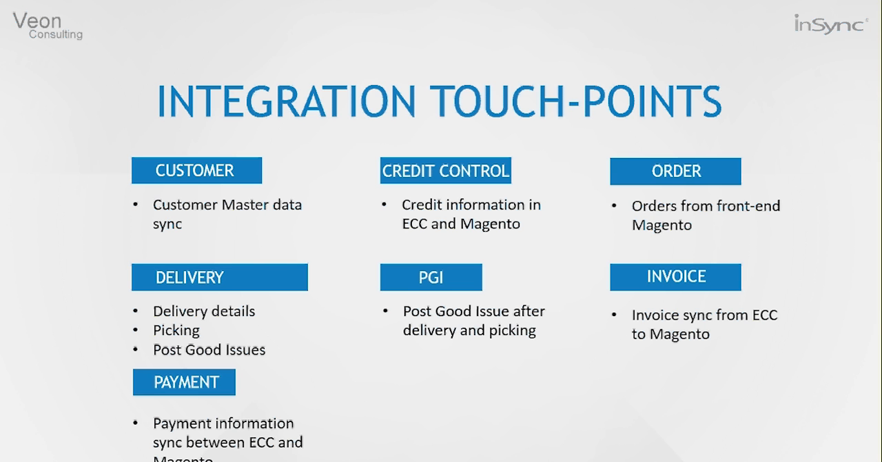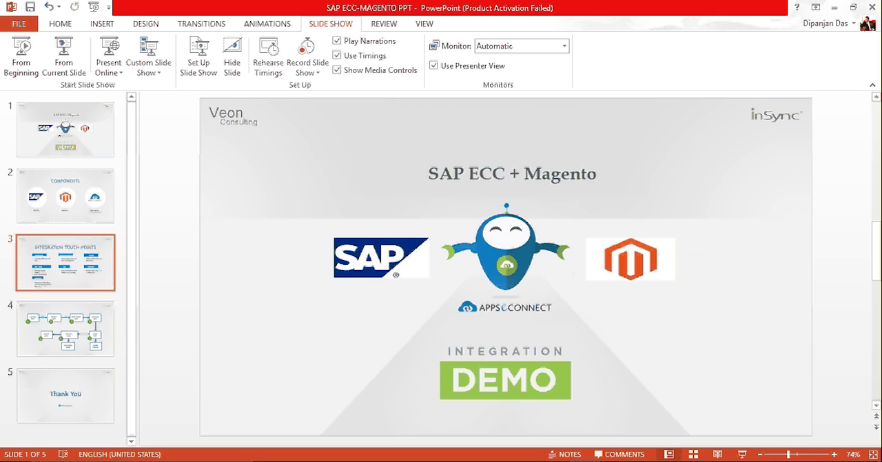We are looking at the touchpoint integration of customer, credit control. Will be showing you the credit information in both the backend and front end, and will show how these credit controls are getting synchronized in both the ends. Order creation from the front end and syncing of that order in the backend. Delivery, post goods issue, invoice, and finally payment and the credit control sync. So let's just jump into the demo now.